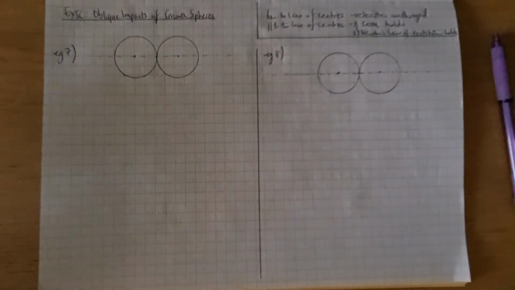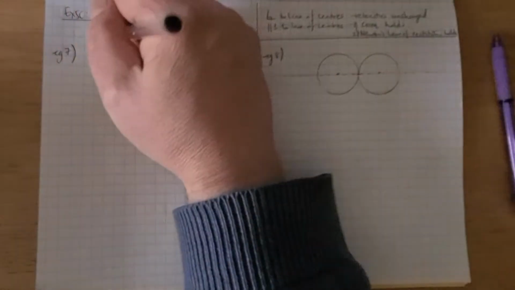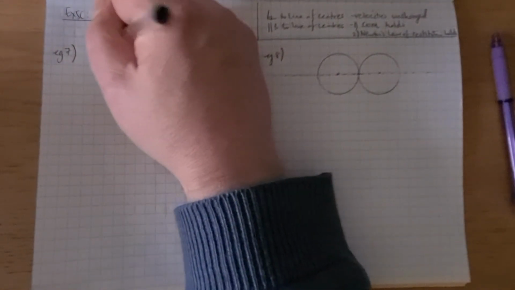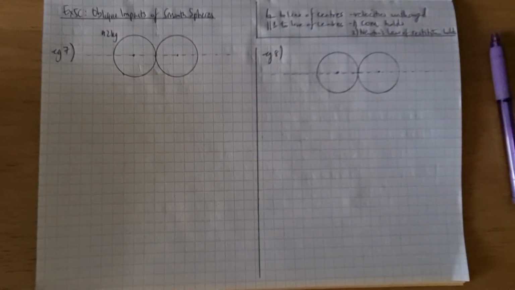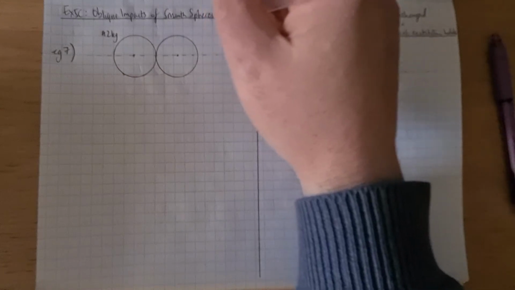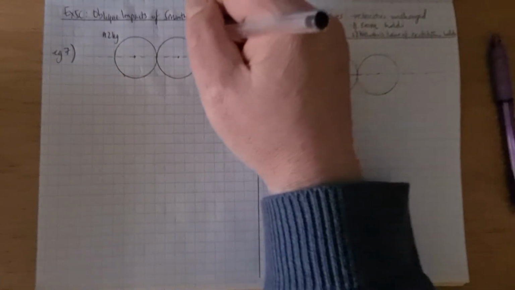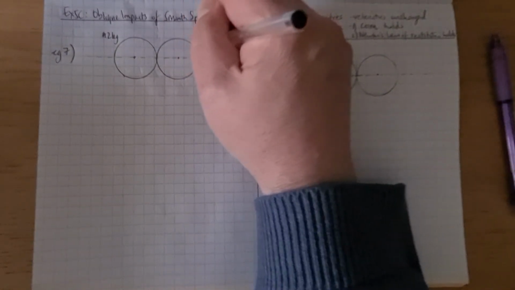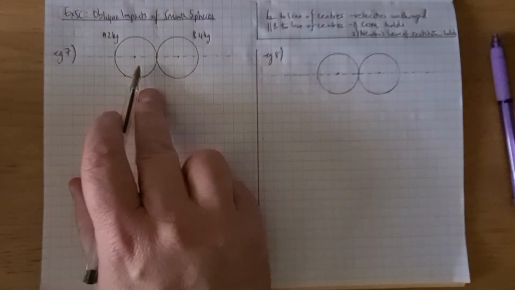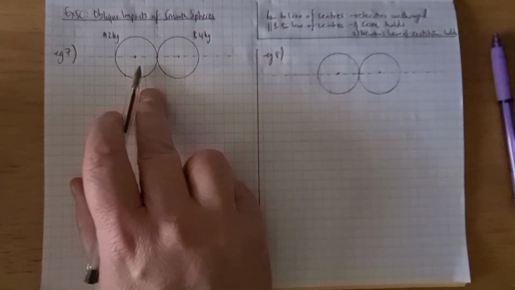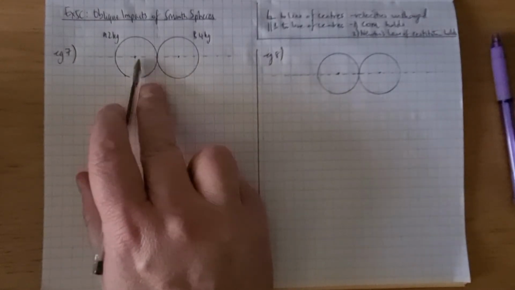So in example 7, we have a smooth sphere A of mass 2 kilograms. I'm just putting that information slightly out of the way so it doesn't get in the way of all of our speeds and things in a moment. And we have a small smooth sphere B of 4 kilograms. The first sphere A is moving into the collision with a speed of 6 meters per second, and that makes an angle of 60 degrees with the line of centres.